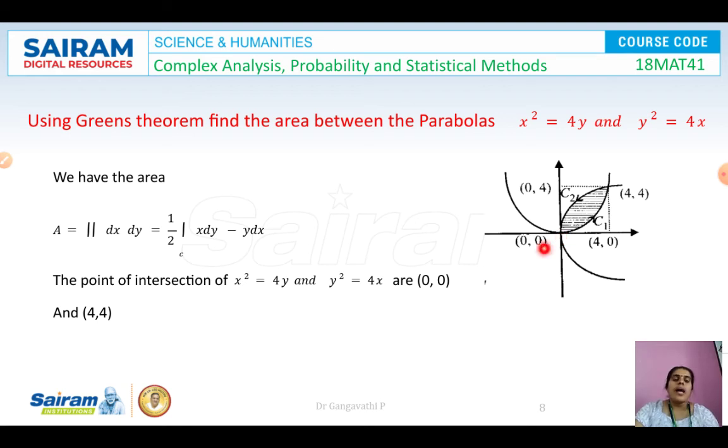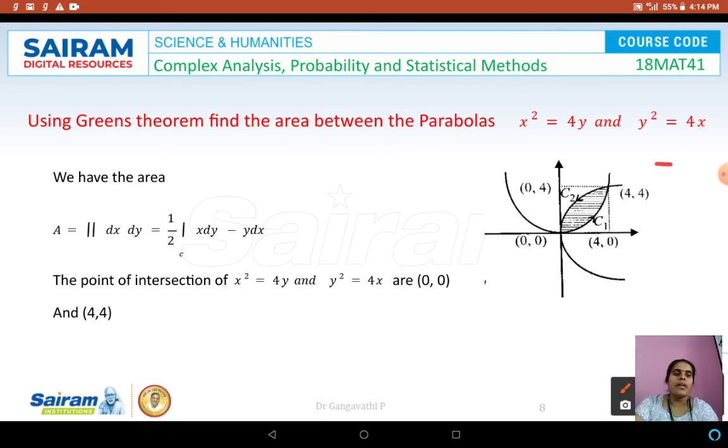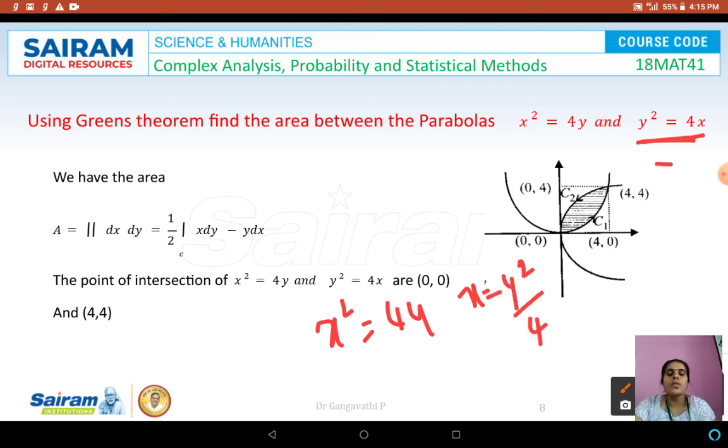Now the origin coordinates are 0, 0 and the coordinates of this point are 4, 4. How do we know that? We have x square is equal to 4y and y square is equal to 4x. From x square is equal to 4y, and from the second equation we can write x is equal to y square by 4. Let us square this, so it becomes x square is equal to y to the power of 4 by 16. Now this is also x square, so we can equate both the terms.